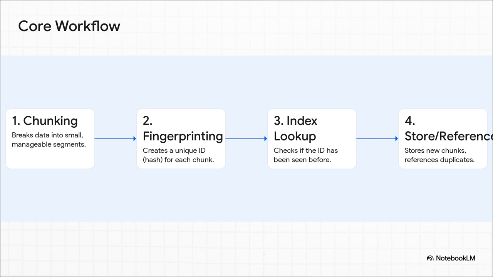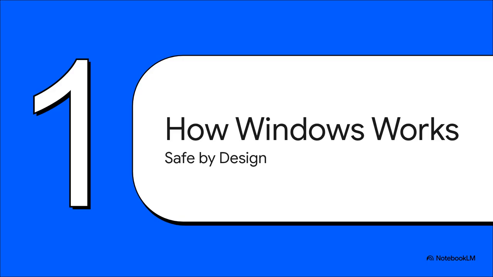It's that library ID in action. The first time a book arrives, it gets a spot on the shelf. Every copy after that just gets a small card in the catalog pointing to the original one. Simple, right? So that's the general concept. But how Windows Server does this? Well, that's what makes it so brilliant and so safe.